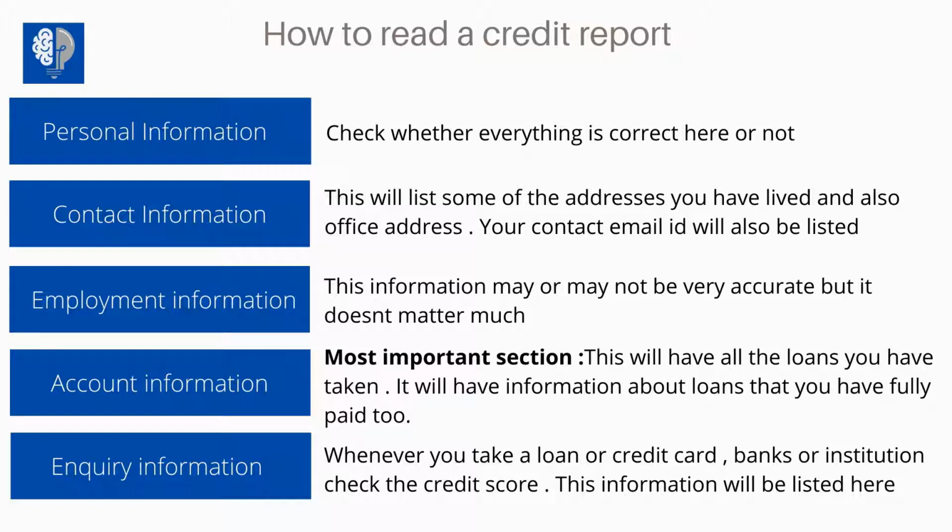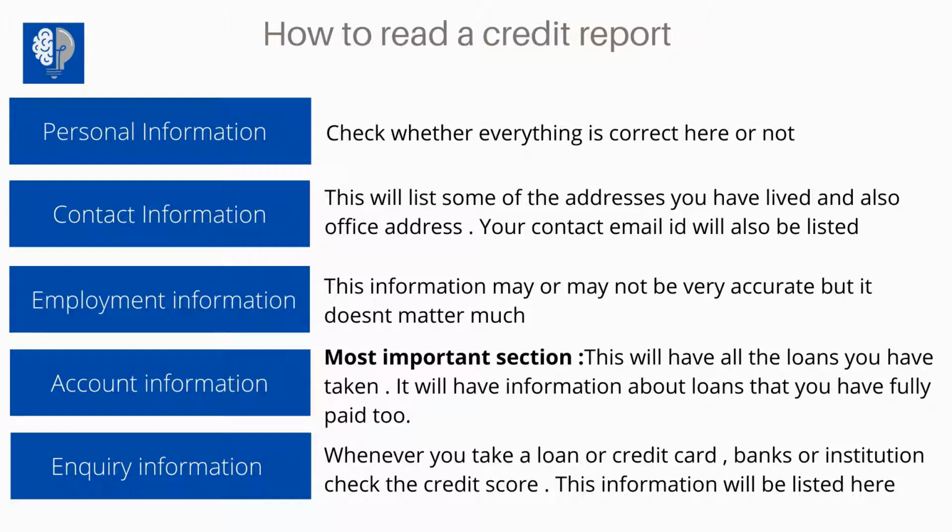The fourth section, which is account information, is the most important section. This is the section which will take care of your good or bad credit score. Also, you should be able to understand this account information so that you can improve your credit score. It will have every piece of information about the loans that you have taken, which you have fully paid, which you have not fully paid, and the credit cards which you have taken. So everything will be here.